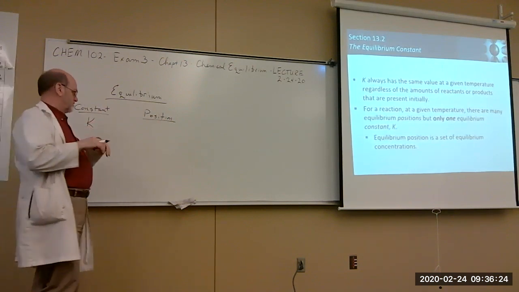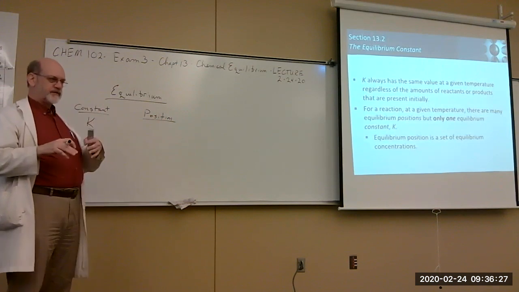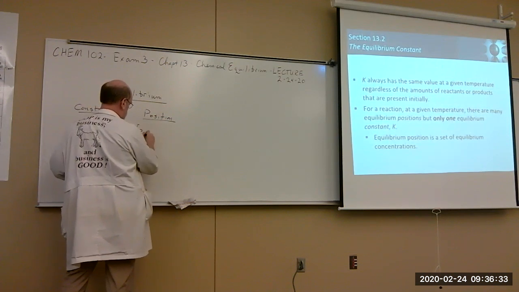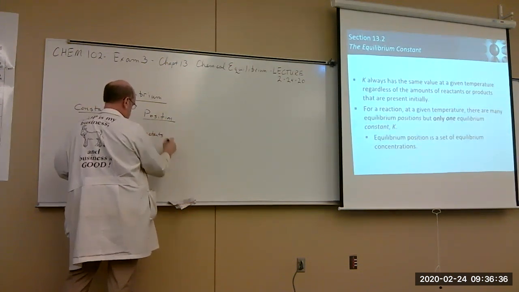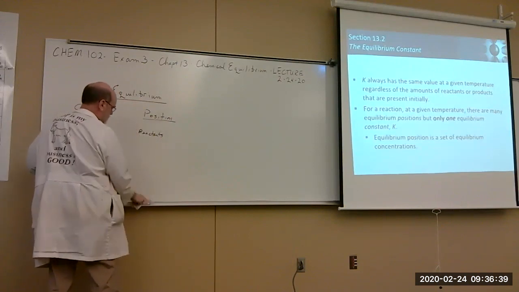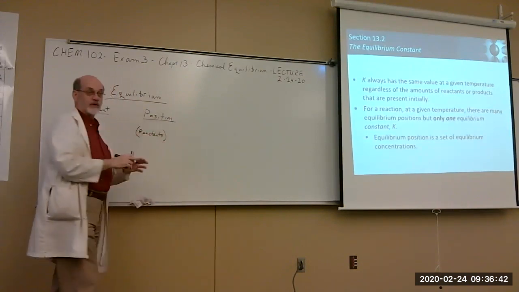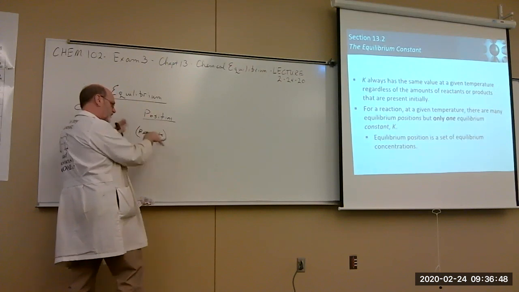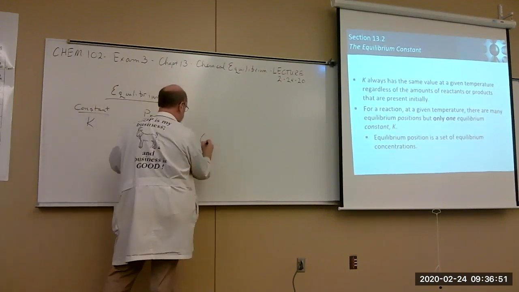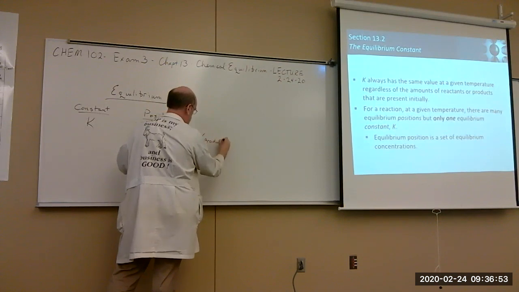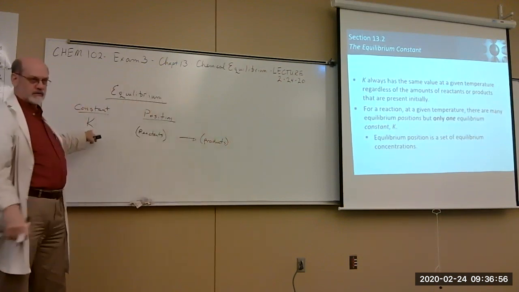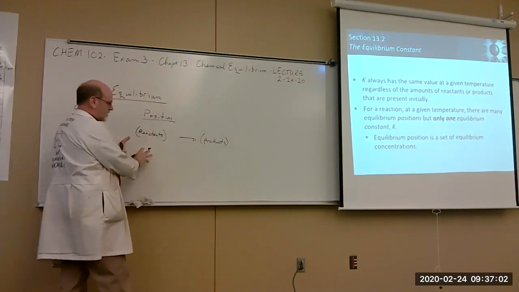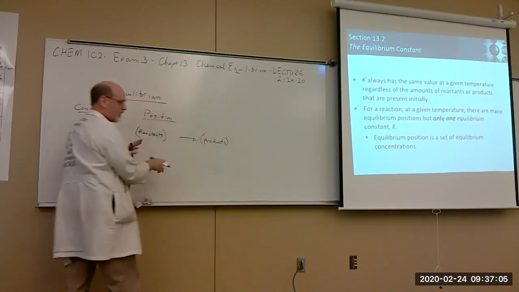But if we start off with different actual concentrations of reactants, actually, you start off with a concentration. It's not at equilibrium yet, so we use parentheses. If you start off with this concentration of reactants, then you'll end up with a certain concentration of products based on that value. But if you start off at a different concentration of reactants, you'll end up with a different concentration of products.